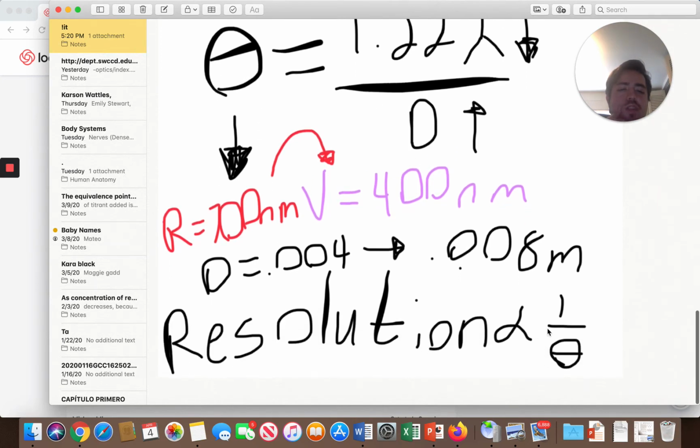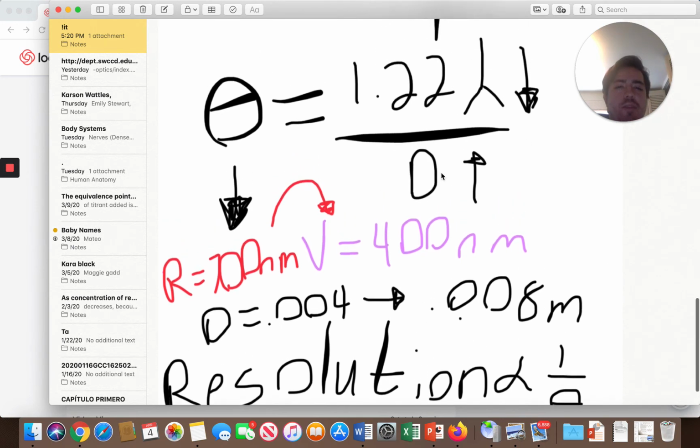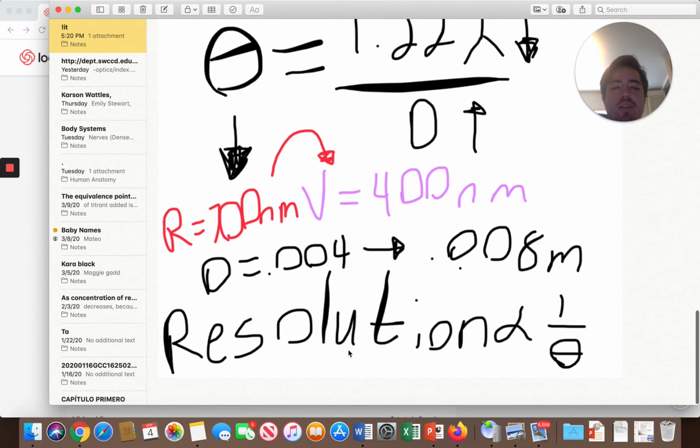Because resolution and theta are inversely related, our resolution increases. Same thing with diameter, right? Diameter we increased at maximal dilation to 0.008 meters. So diameter increases, theta decreases, which increases resolution. And so that's how we know.